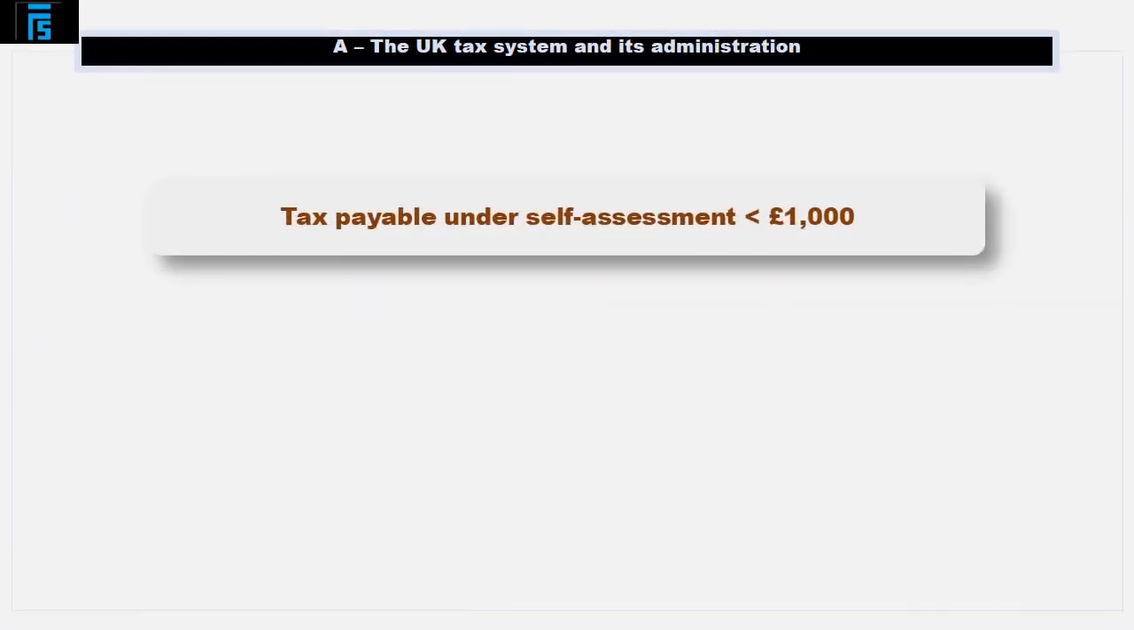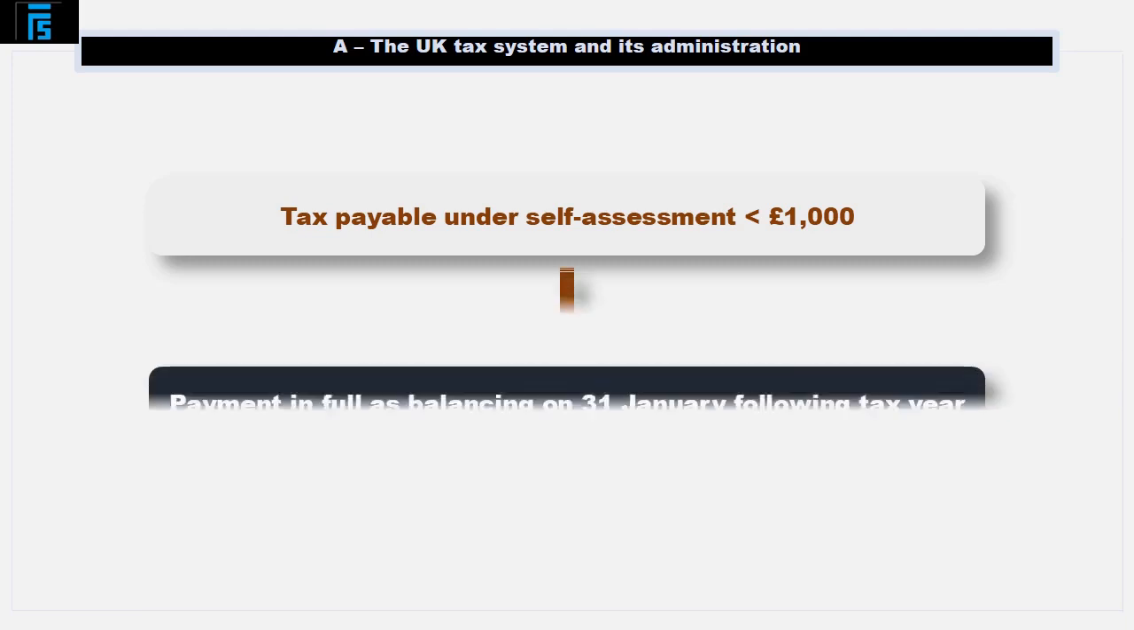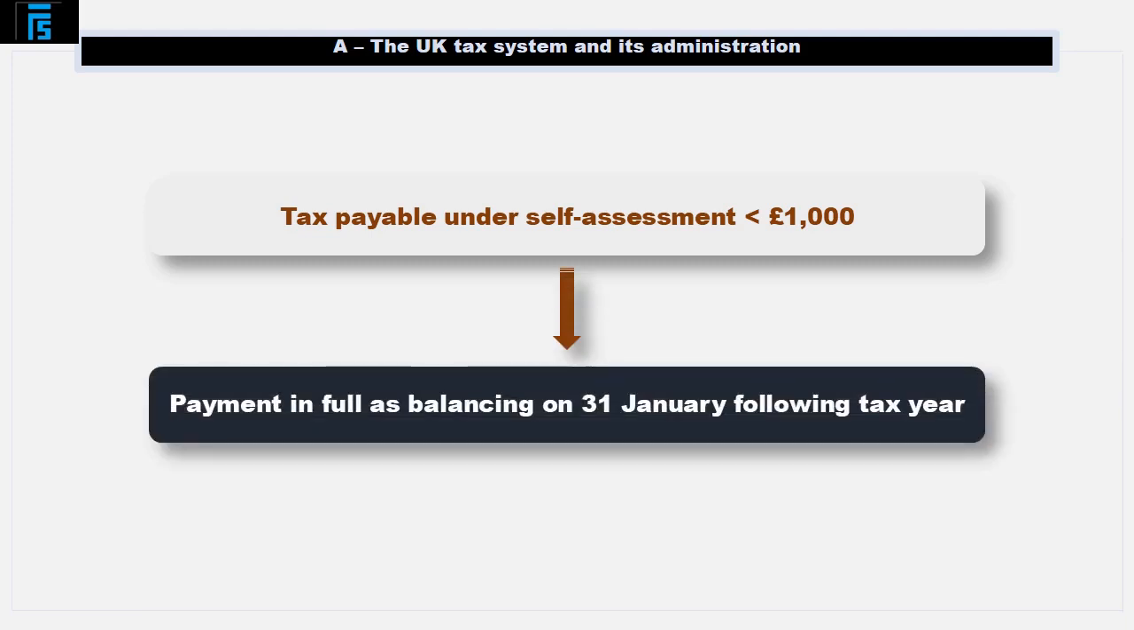First of all, the situation where tax payable under self-assessment is less than £1,000. Where the tax payable for the year is below £1,000, HMRC will not require payments on account to be made for the following year. Instead, the tax will be payable in full as a balancing payment on the 31st of January following the tax year.